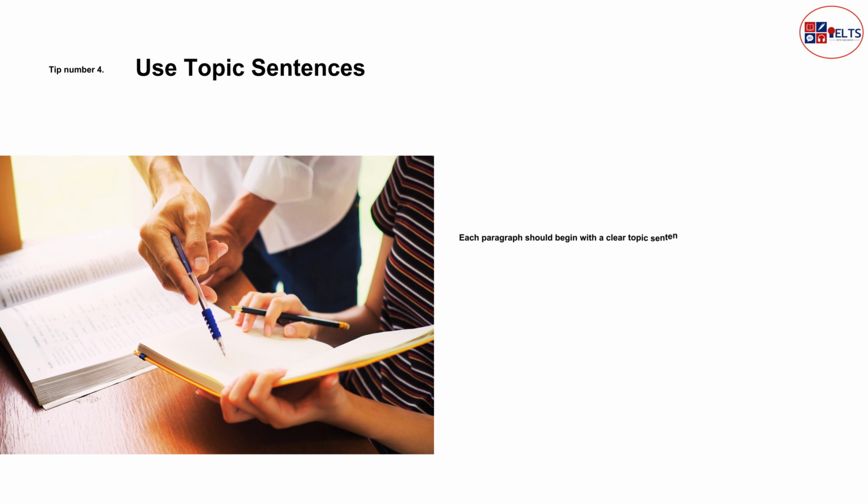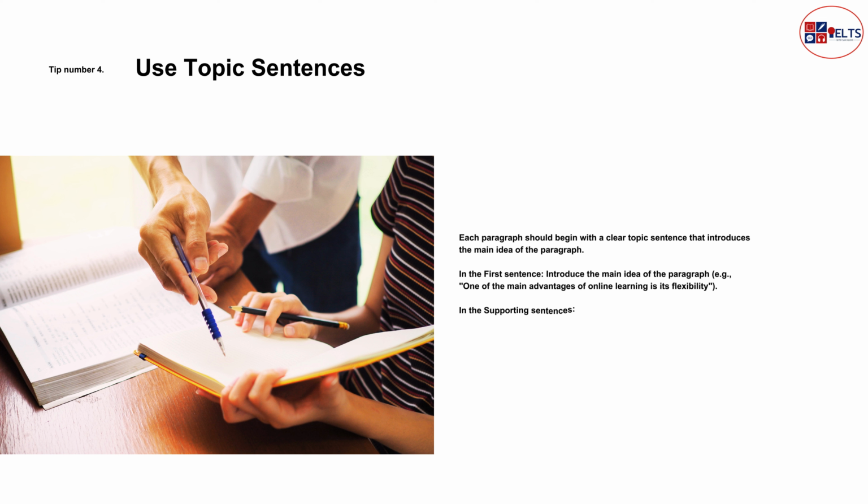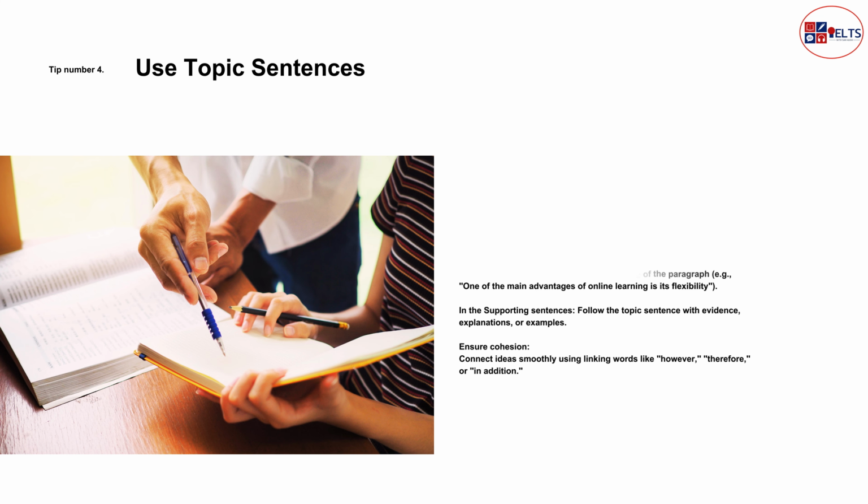Each paragraph should begin with a clear topic sentence that introduces the main idea of the paragraph. In the first sentence, introduce the main idea of the paragraph, e.g., one of the main advantages of online learning is its flexibility. In the supporting sentences, follow the topic sentence with evidence, explanations, or examples. Ensure cohesion. Connect ideas smoothly using linking words like however, therefore, or in addition.